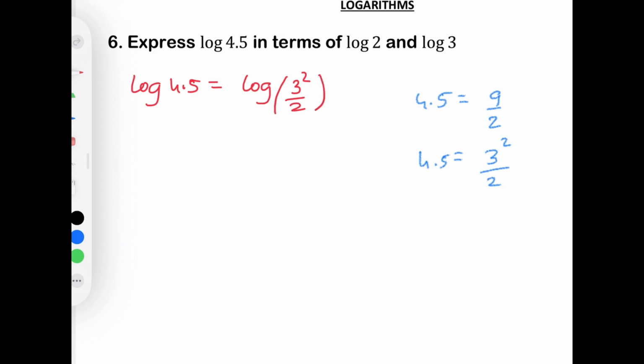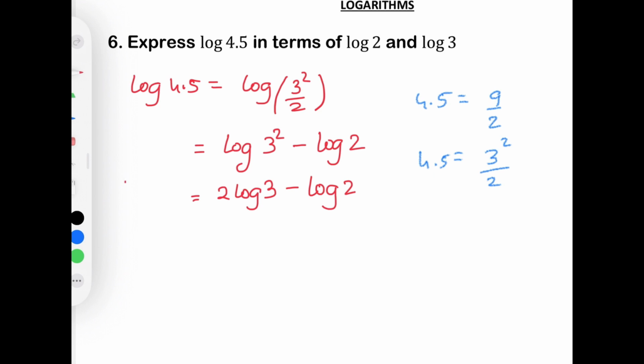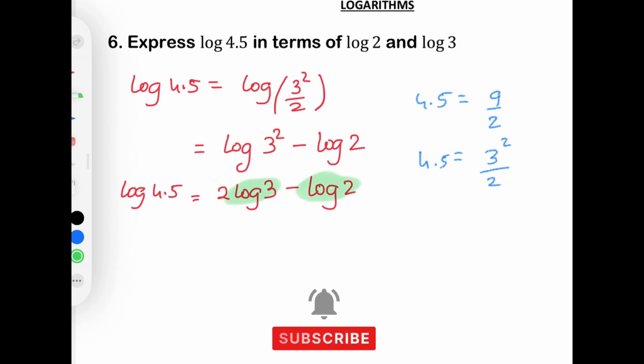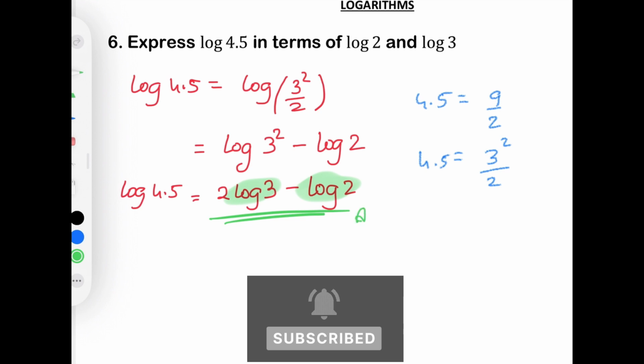The division of numbers in a logarithm gives the subtraction of two logarithms, that is log 3 squared minus log 2, and the power of a number inside the logarithm becomes the coefficient. So 2 times log 3 minus log 2. So we have expressed log 4.5 in terms of log 2 and log 3. So that gives the final answer for this question.